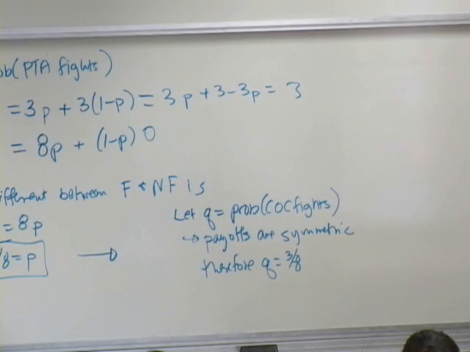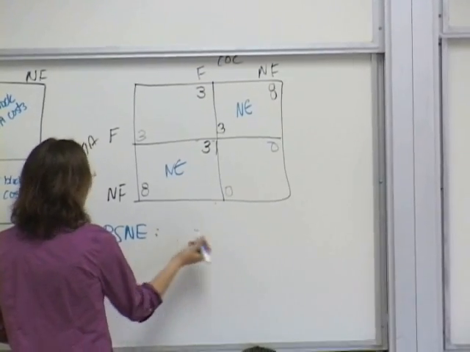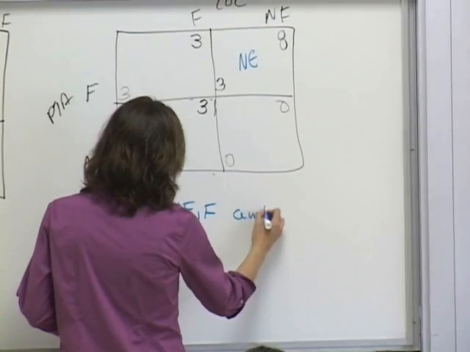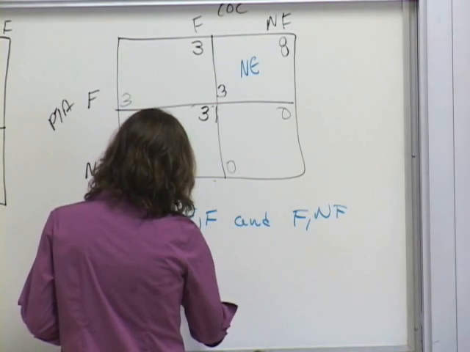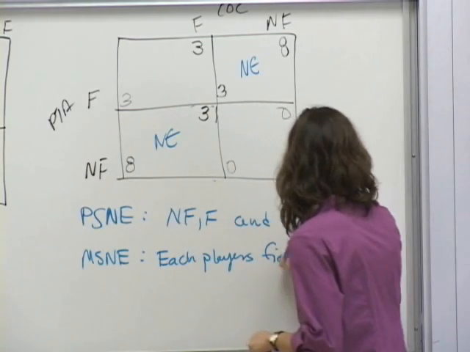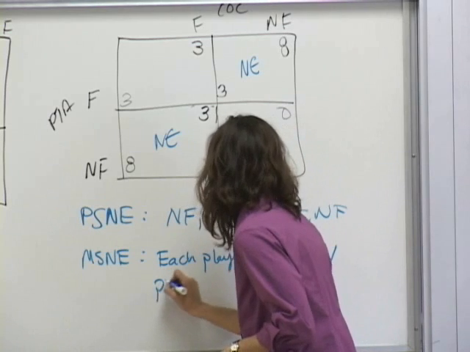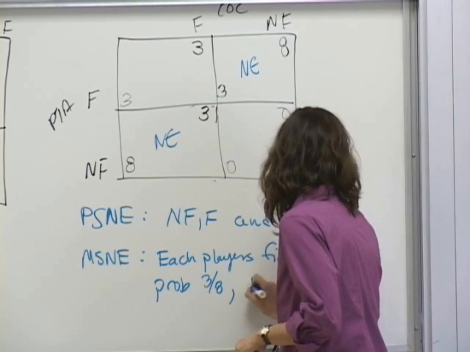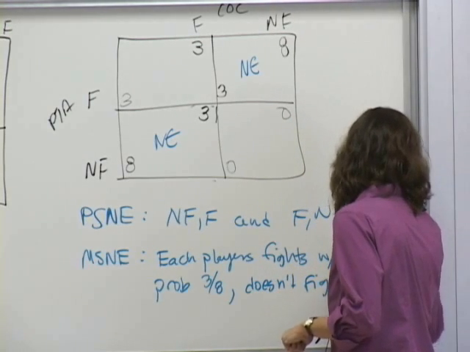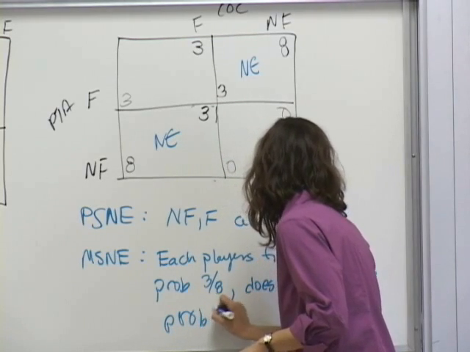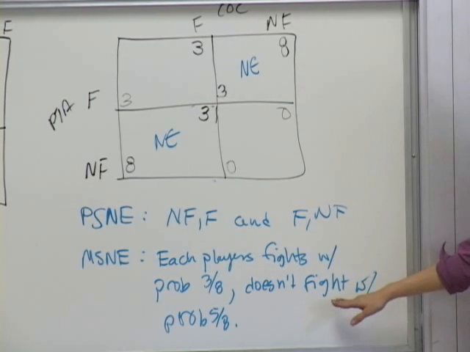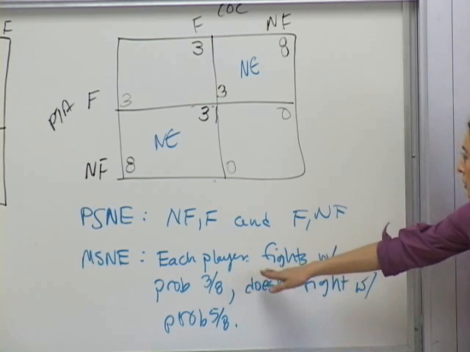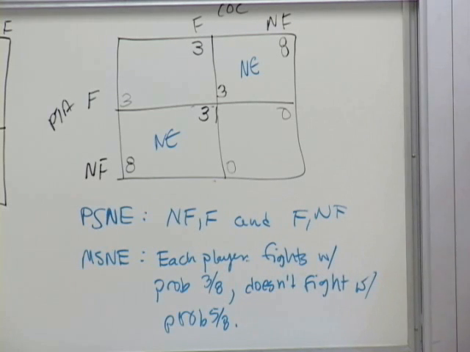So, coming over here, there are 2 pure strategy Nash equilibria, not fight, fight, and fight, not fight. The mixed strategy Nash equilibrium is each player fights with probability 3/8, doesn't fight with probability 5/8. It would be fine to write this out as PTA fights with probability 3/8, COC fights with probability 3/8. Okay. Yes, Elaine.